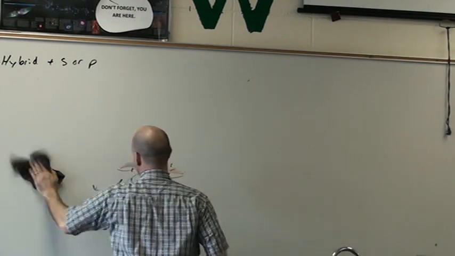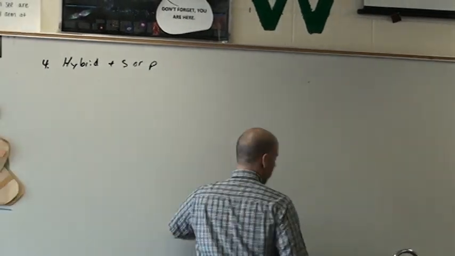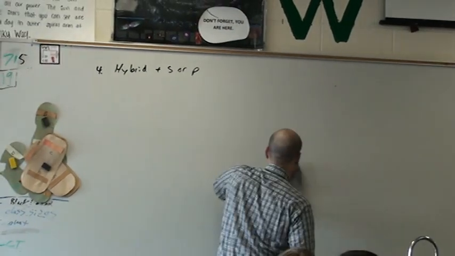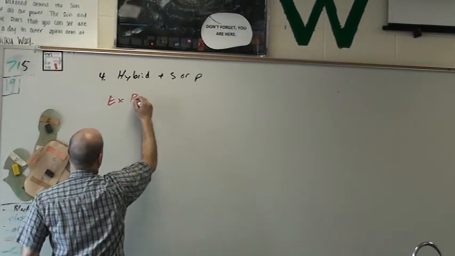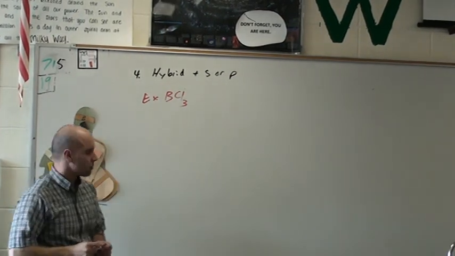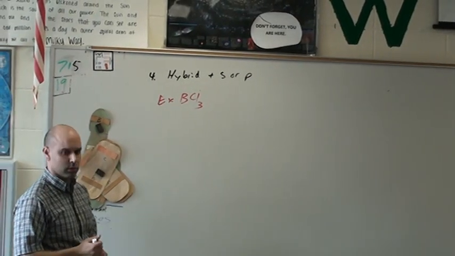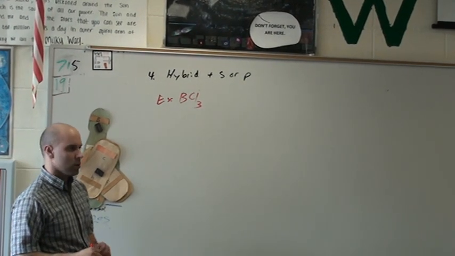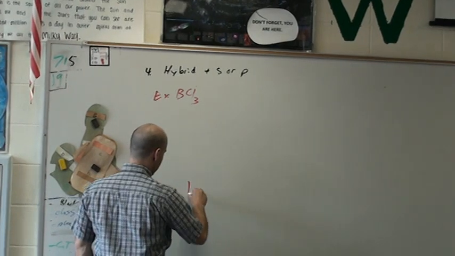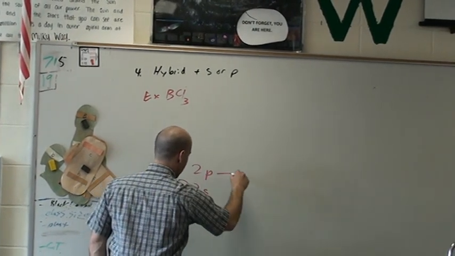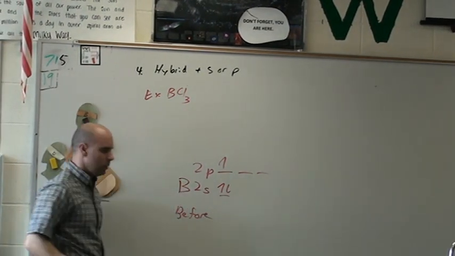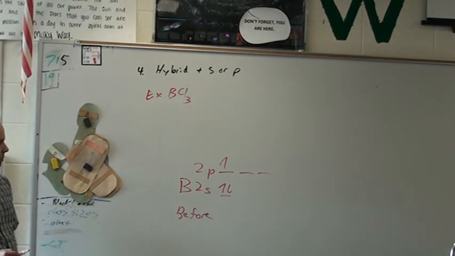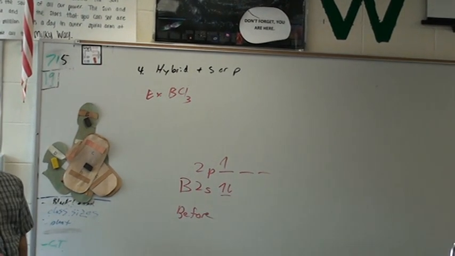All right, our next example, still an example of a hybrid and an s or p overlap. We're going to do boron trichloride. So before boron bonds, this is its atomic configuration. It's in group 3A, so that's why it has 3 valence electrons.